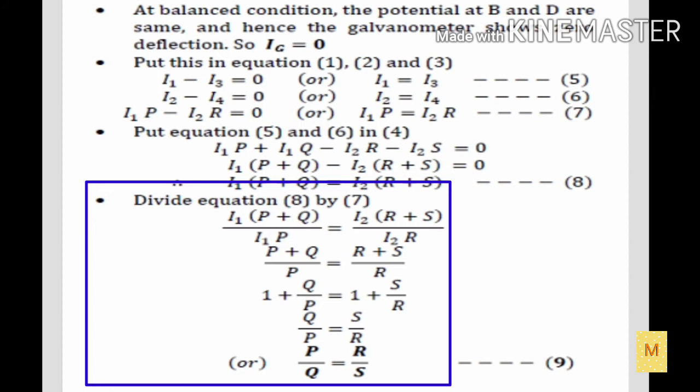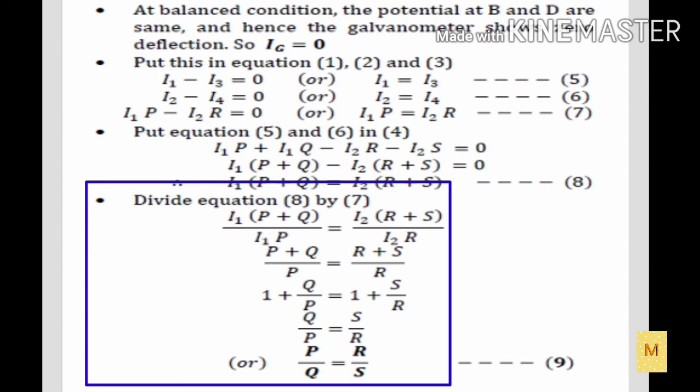Now we are going to divide equation 8 by equation 7, which becomes I1 into (P plus Q) divided by I1P equals I2 into (R plus S) divided by I2R. After cancelling I1 and I2, we can write (P plus Q) by P equals (R plus S) by R, which can also be written as 1 plus Q by P equals 1 plus S by R. After cancelling 1, we can write Q by P equals S by R. This equation can also be written as P by Q equals R by S. This is equation number 9.